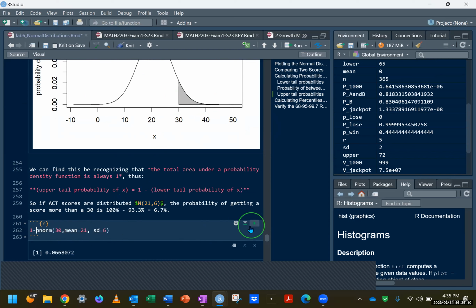So again, you'll want to consider this problem from multiple angles and get comfortable because it's easy to forget what the lower tail and upper are. But remember, R always will find the lower tail. So to find the upper, we got to do some extra work.